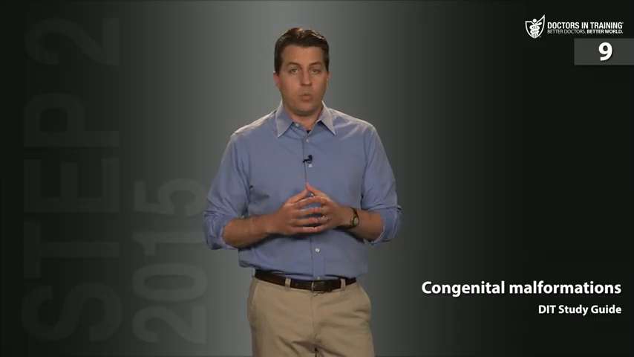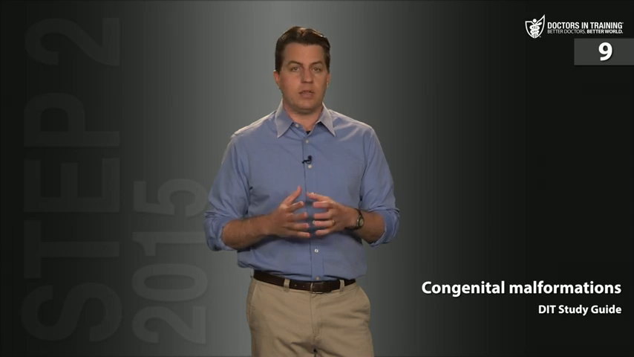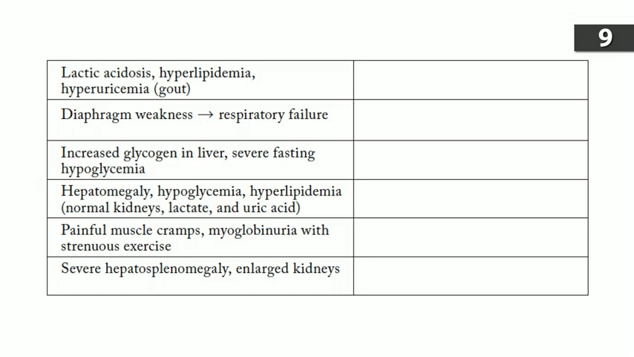Next question, which glycogen storage disease matches the following statements? You need to be able to recognize these and diagnose these on the Step 2 exam. All right, so lactic acidosis, hyperlipidemia, hyperuricemia resulting in gout. This is type 1 von Gierke's disease. In this disease, the liver cells cannot undergo gluconeogenesis. Diaphragm weakness leading to respiratory failure. This is type 2 Pompe disease, the adult form.